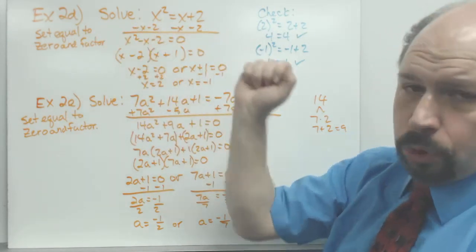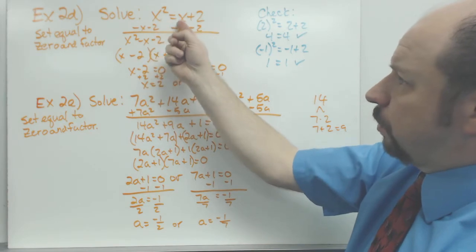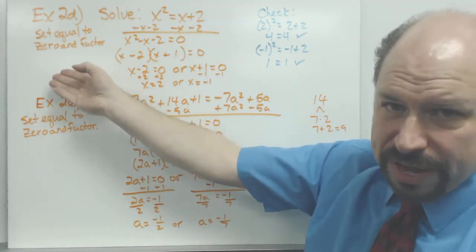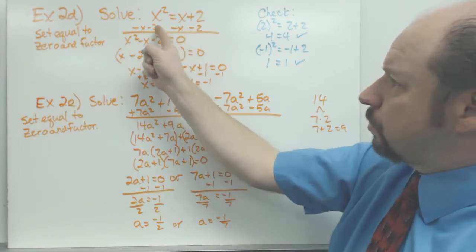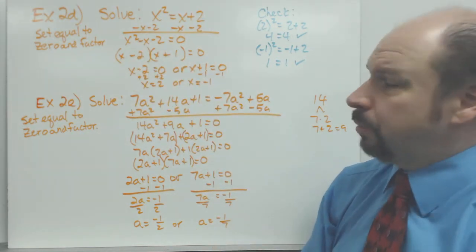Solve one more. We're just going to do another simple example like this. Solve x squared equals x plus 2. So remember, we want to set equal to 0 and factor. So we just need to move all of this over to the other side. So subtract x, subtract 2, we end up with x squared minus x minus 2 equals 0.